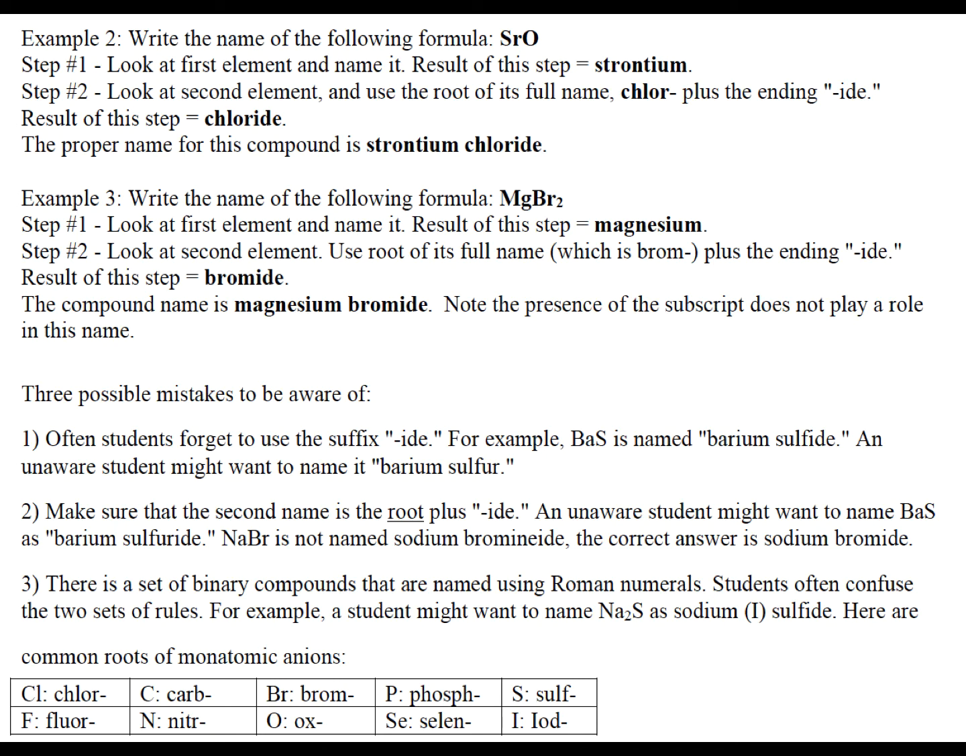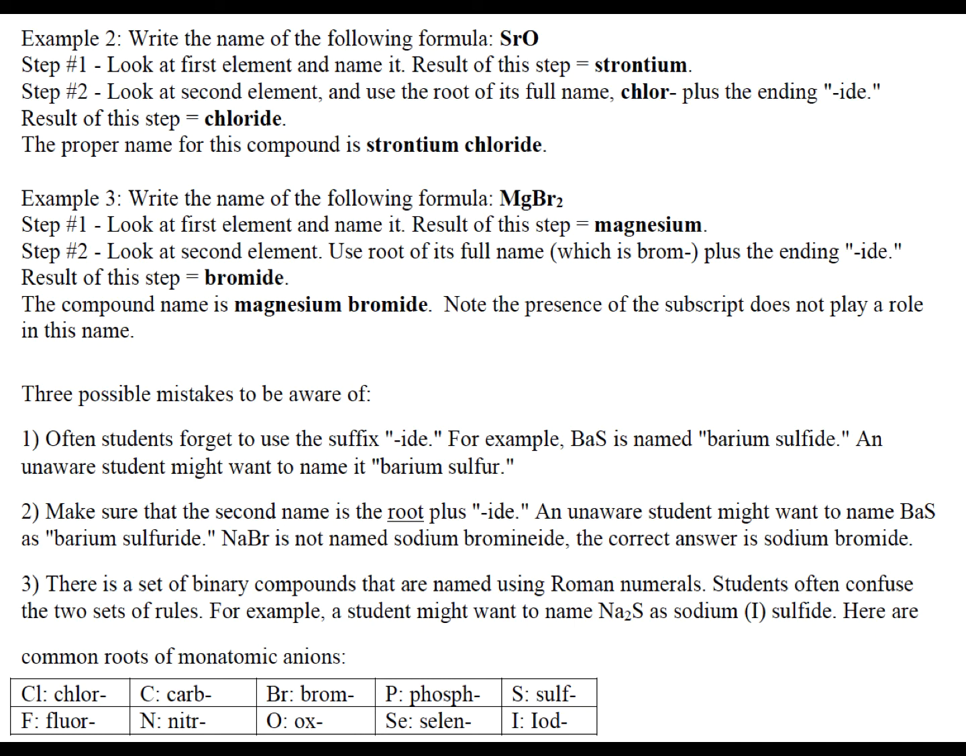Example 2. Write the name of SrCl2. Look at the first element and name it. The result of this step is Sr equals strontium. Look at the second element, use the root of its full name, chlor, plus the ending -ide. Result of this step equals chloride. The proper name of this compound is strontium chloride.